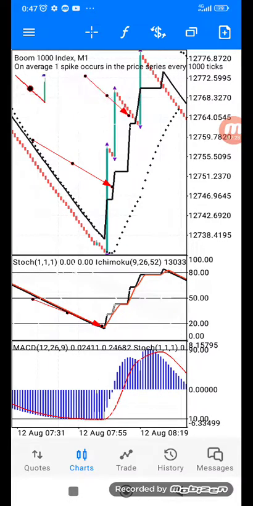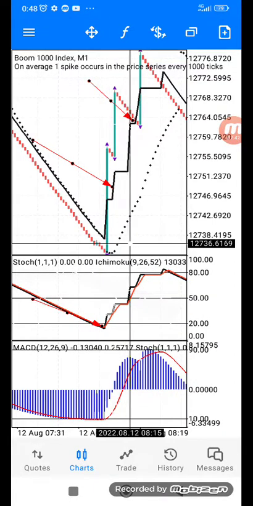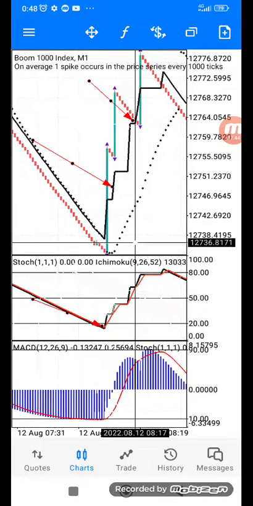Now here it triggers, it touches the Ishimoku line. So once it touches the Ishimoku line, we trigger our buy signal immediately. And as you can see, after like 2 candles, spike happens.